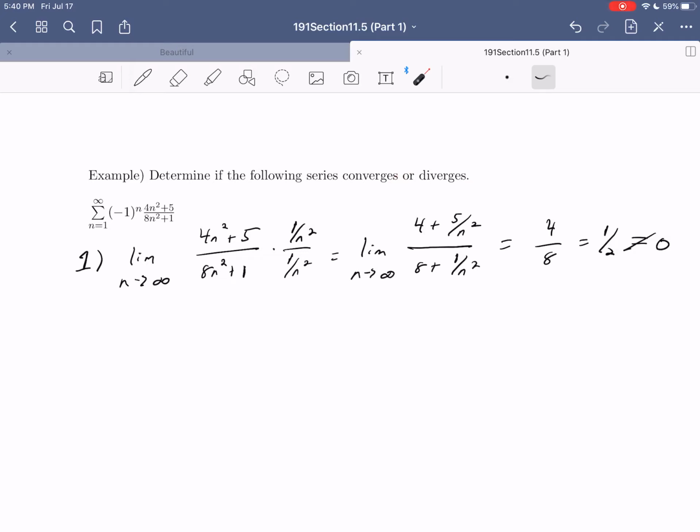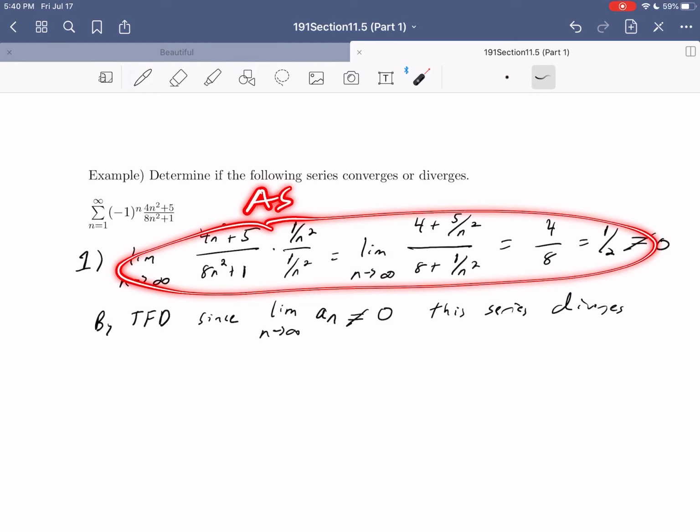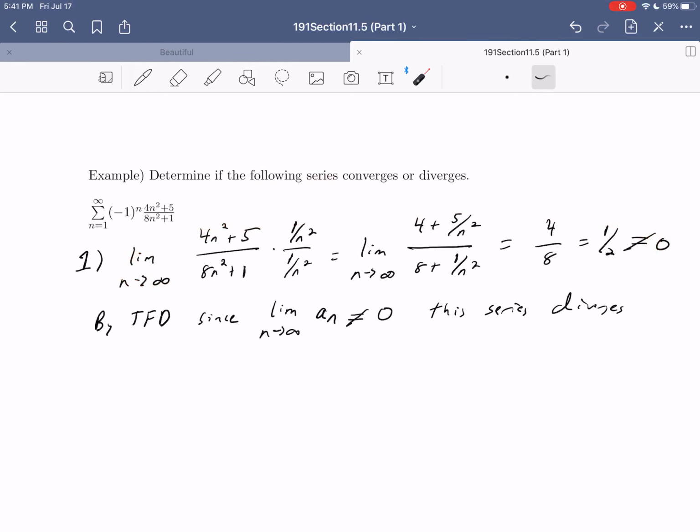But it doesn't tell us that by the AST. Instead, what we would say is by the test for divergence, since the limit as n goes to infinity of a_n doesn't equal 0, this series diverges. So even though we were doing this condition in hopes of using the AST, the fact that it didn't come out as 0 tells us that the series diverges, but by a different test.